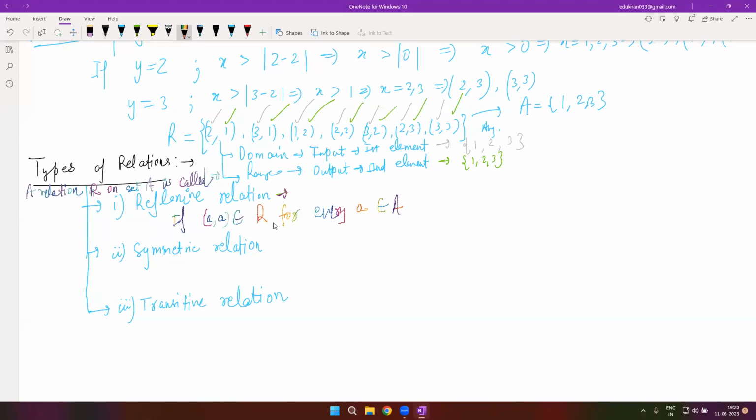If (a, a) belongs to R for every a belonging to A, capital A, right? So here we are saying that if a relation R is written on set A, and set A contains some elements, then each element should be connected with itself. Each element should reflect itself.